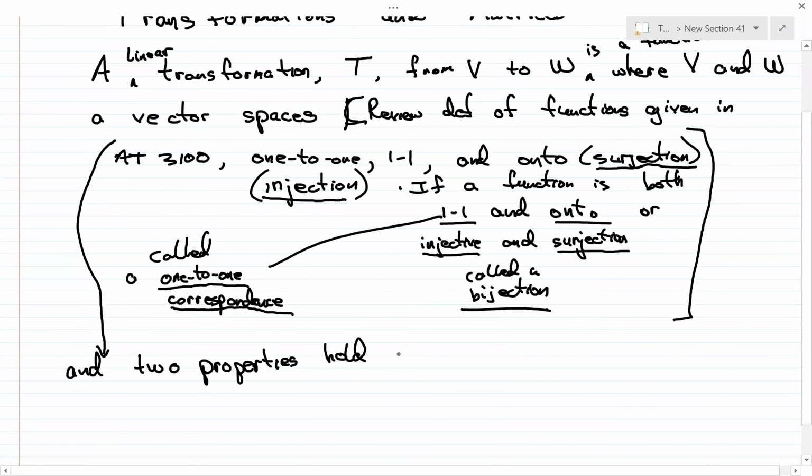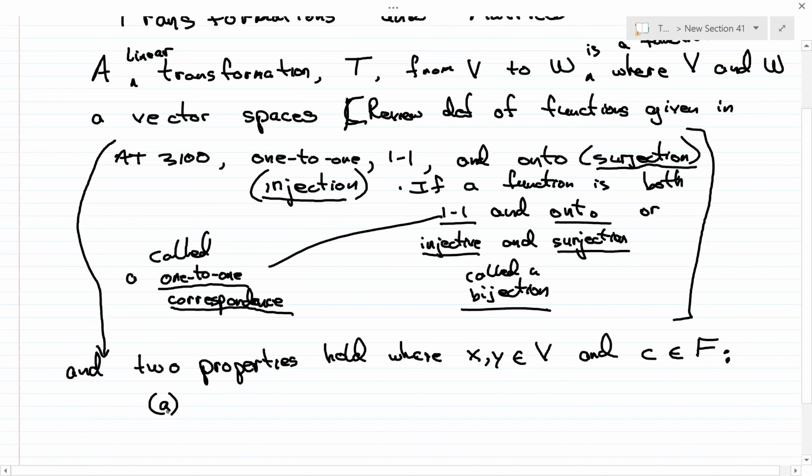The first property, called A in your book, is: two properties hold where X and Y are vectors in V, and C is a scalar in our field, which we've been using mostly to be R. And two properties hold where X and Y are vectors in V, and this holds.